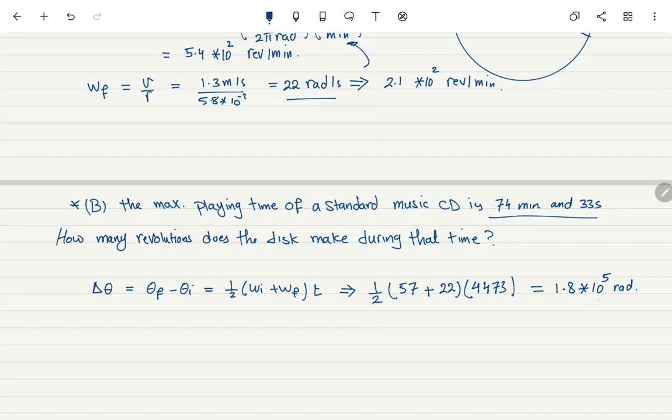Now to convert this into revolutions, delta theta in this case equals 1.8 times 10 to the power 5 multiplied by 1 revolution over 2 pi radian, which equals 2.8 times 10 to the power 4 revolutions.